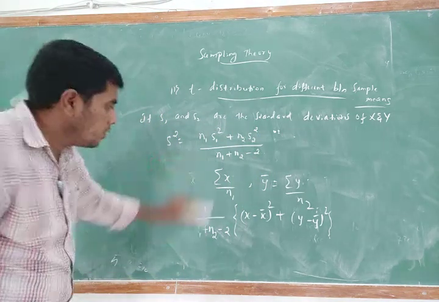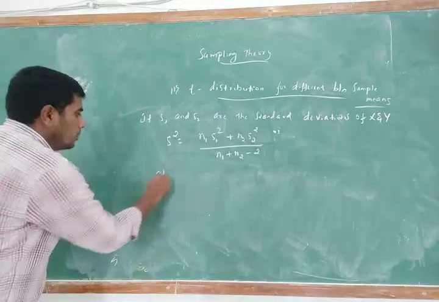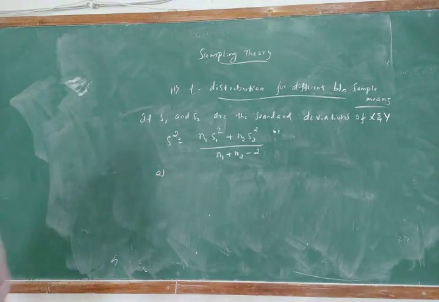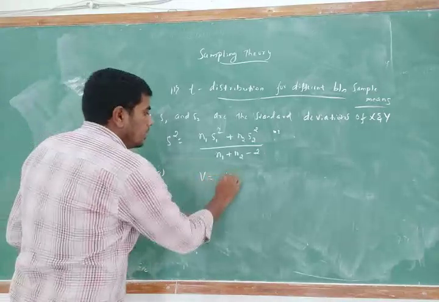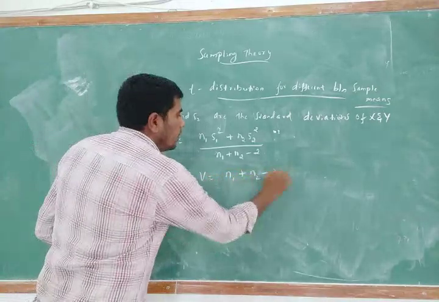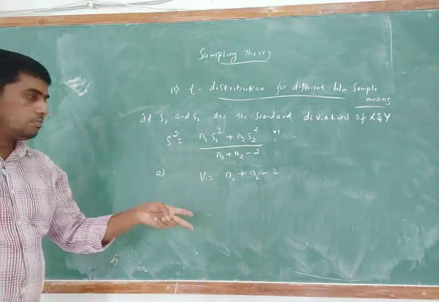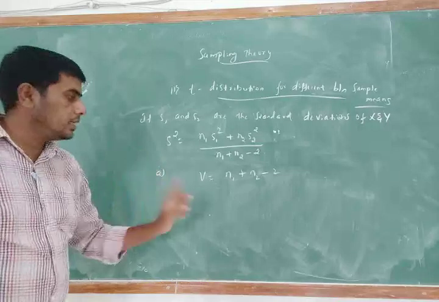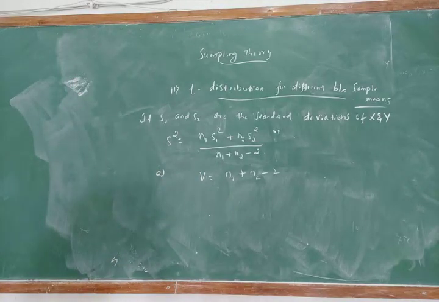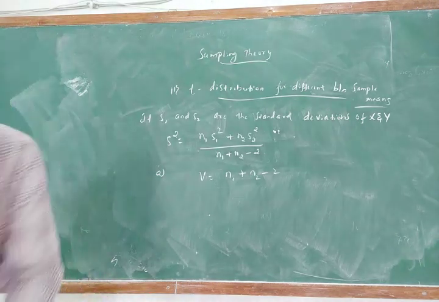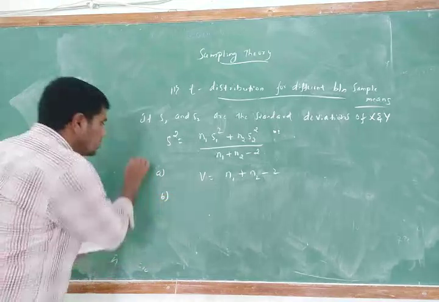And similarly here also we will be having a note. Note 1: for two samples, v is equal to n1 plus n2 minus 2. That is written here. This is nothing but the degree of freedom for two samples. For one sample it is v equal to n minus 1. And you should know this.